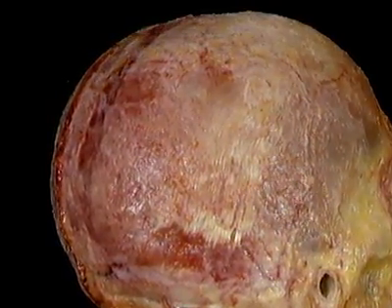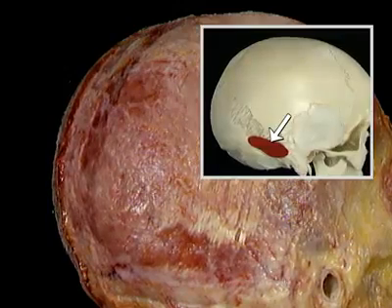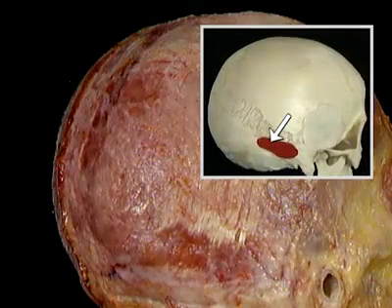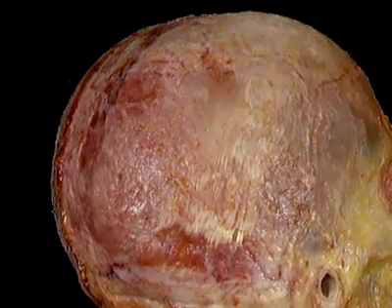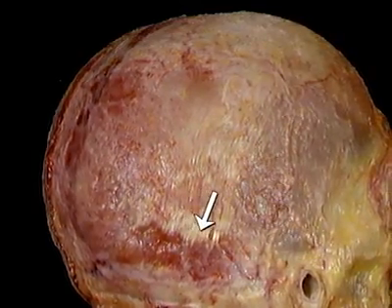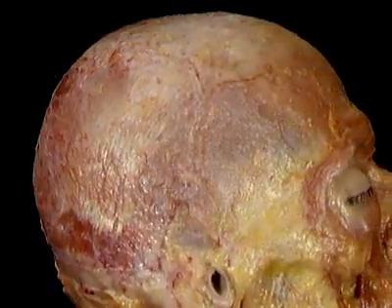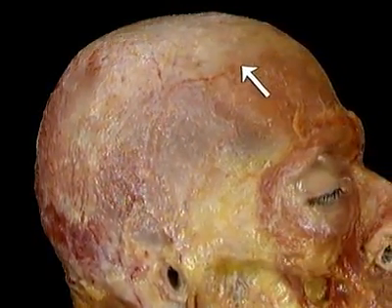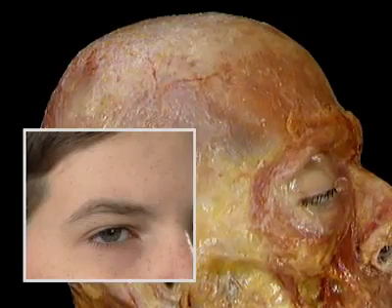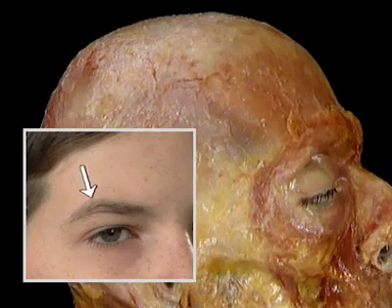The occipitalis muscle arises from here on the occipital bone, above the superior nuchal line. It inserts into the galea. The frontalis muscle arises from the galea and inserts into the skin of the lower part of the forehead, close to the eyebrow.